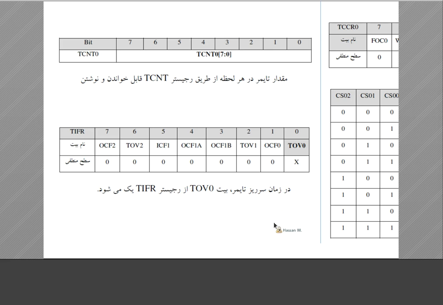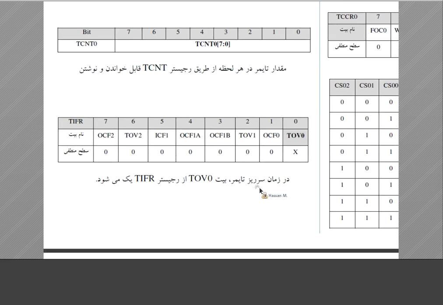That means when timer overflow 0 is set, we have reached from 0 to 255. That means 256 microseconds. Each section, this section and this section, is 256 microseconds, and both of them together mean 512 microseconds. That's right.